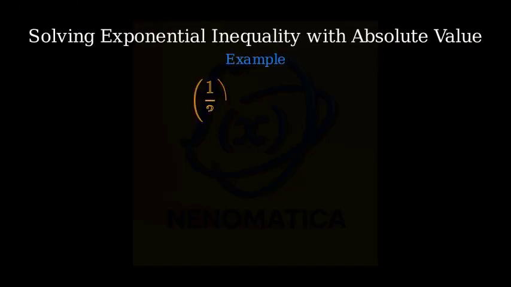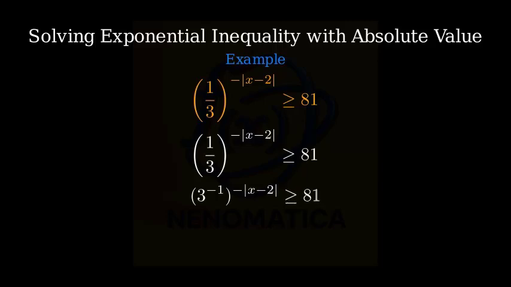We'll solve this example where we need to find values of x that satisfy the inequality: (1/3) raised to the negative absolute value of x minus 2 is greater than or equal to 81. Let's start solving this problem step by step. First, we'll rewrite 1/3 as 3 to the power of negative 1, which gives us (3 to the negative 1), all raised to the negative absolute value of x minus 2, is greater than or equal to 81.